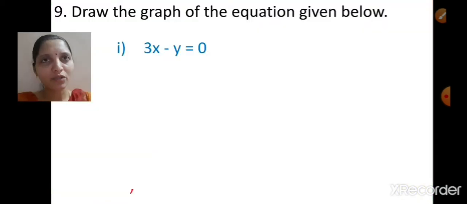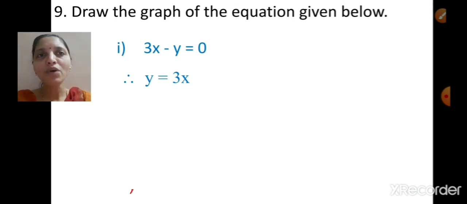Okay. Next question. Draw the graph of the equation given below. First one, 3x minus y is equal to 0. Now observe this equation. This equation is in two variables. This is a linear equation in two variables. For such types of equations, we have to assume the value of x and find the corresponding value of y, and then we can plot the graph. Okay. So first what we will do, we will convert it into the simplest form for y.